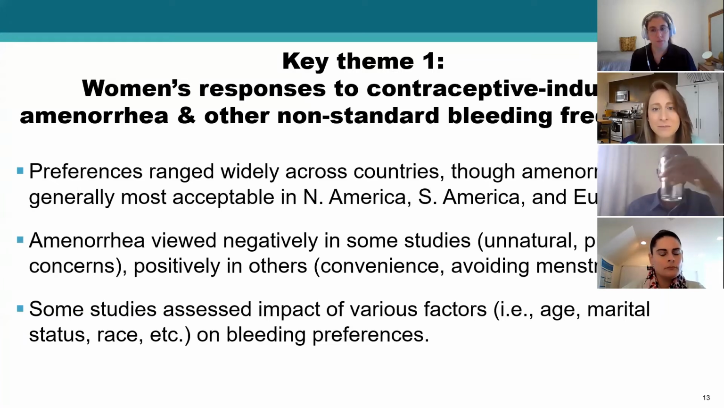Generally, amenorrhea seemed most acceptable in North America, Europe, and South America, where positive views of amenorrhea centered around convenience or avoidance of menstruation-associated problems like painful periods. But elsewhere, amenorrhea was often viewed negatively, with many women feeling suspicious of it, seeing it as a disadvantage of hormonal contraception, and identifying menstruation as a natural state of womanhood.